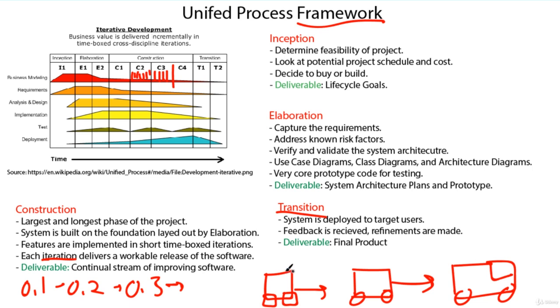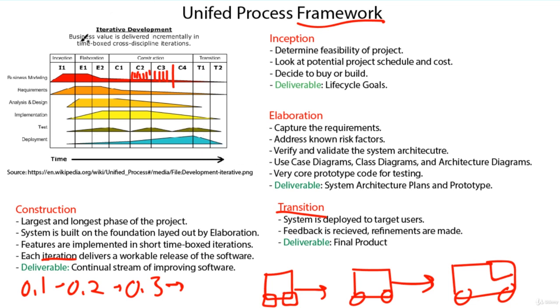The transition is where the system is deployed to target users, feedback is received, refinements are made, and the deliverable is, once this is complete, the final product is complete as well. So in the transition phase, most of our design is pretty much done. We're winding down deployment, we're refining and making sure the business modeling and requirements are completely fine. The testing phase kicks up here, and we really begin the deployment phase where we give it out to people and see what they think about it, see if there needs to be any changes, if we need to make a couple more iterations on the final project.